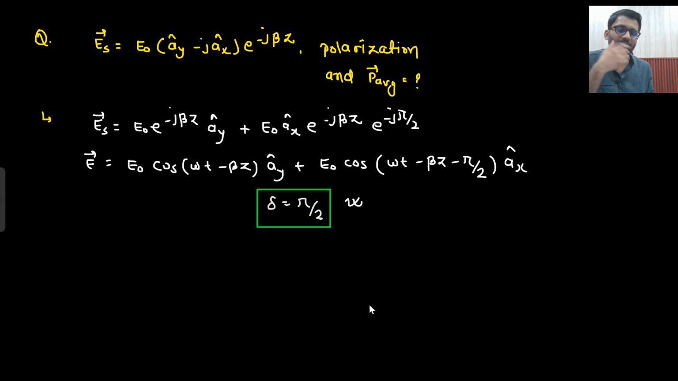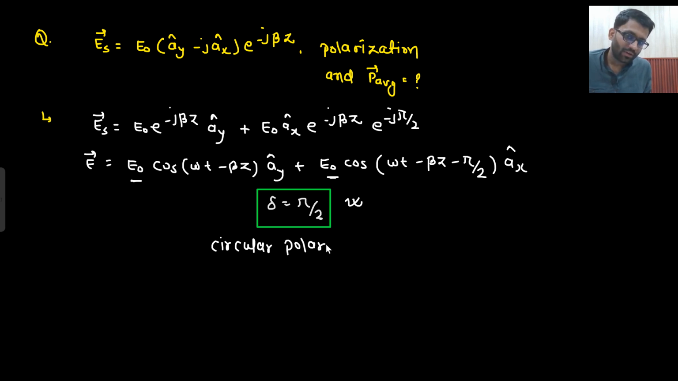Phase shift is pi by 2. Right? So which kind of polarization is that? Directly you will not say it is circular polarization. Why is that so? Because first you need to see that these amplitudes are the same or not. So yes sir, these amplitudes are the same, then certainly it is circular polarization.